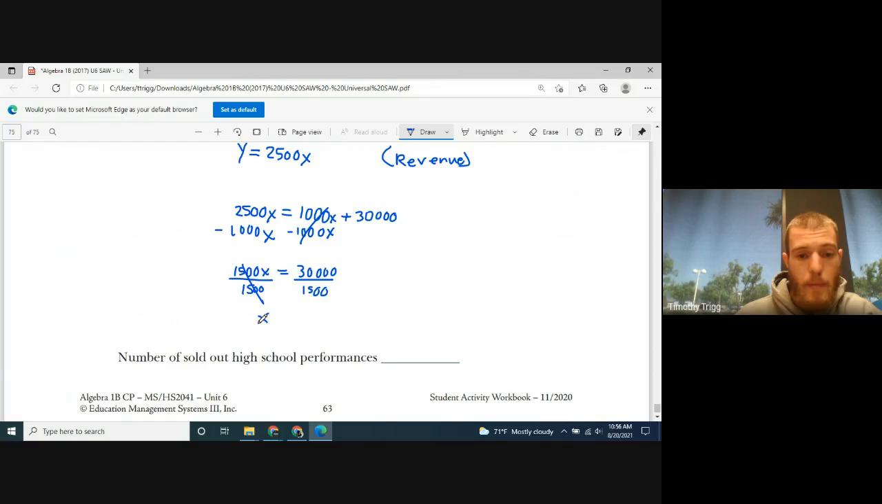So what does that mean? There would have to be 20 sold-out performances in order to break even. Breaking even means you haven't gained money, but you also haven't lost money at that point. If you did fewer than 20 performances, you've actually lost money. If you do more than 20 performances, you'll start gaining money as a profit.